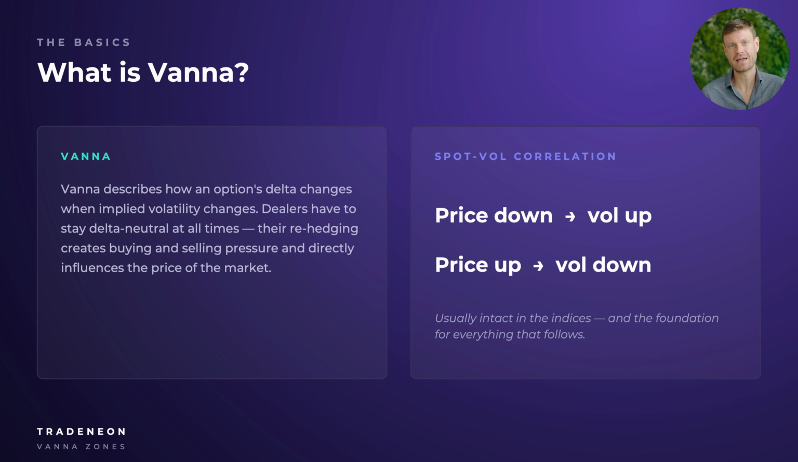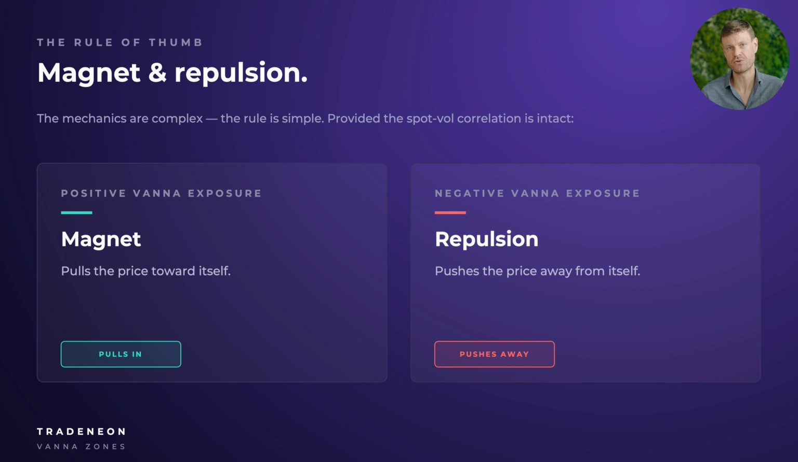Vanna exposure can be positive or negative. The mechanics of how Vanna actually acts on the market are very complex, but there's a wonderfully simple rule of thumb that you can hold on to. Positive Vanna exposure acts like a magnet. It pulls the price toward itself. Negative Vanna exposure acts like a repulsion. It pushes the price away from itself, provided our spot-vol correlation is intact.